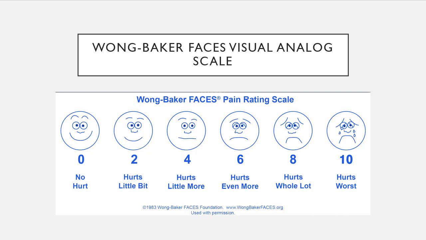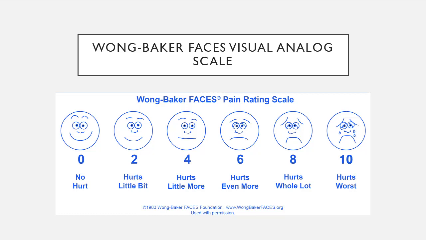This is a fun way for us to measure something. So this is the Wong-Baker Faces Visual Analog Scale. This is something you've probably seen if you've been to a hospital. It was developed by Wong and Baker way back in 1983, the year I was born. Wow, that's a long time ago. And it's a way for people to describe how they feel visually, numerically, and verbally.